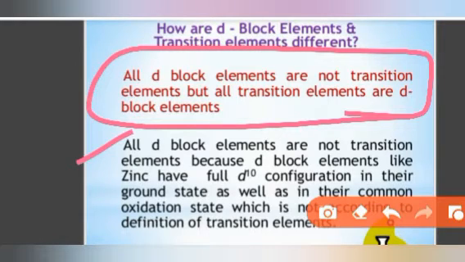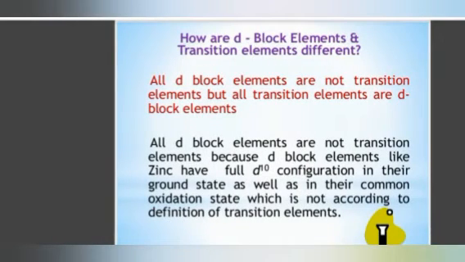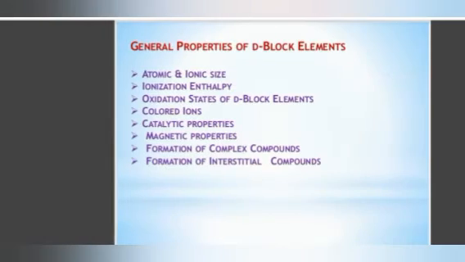All d-block elements are not transition elements, because d-block elements like zinc have a fully filled d configuration. So in their ground state as well as their common oxidation state, they do not satisfy the definition of a transition element. That's why these are not transition elements. Only those d-block elements are known as transition elements which have a partially filled, incomplete d subshell.